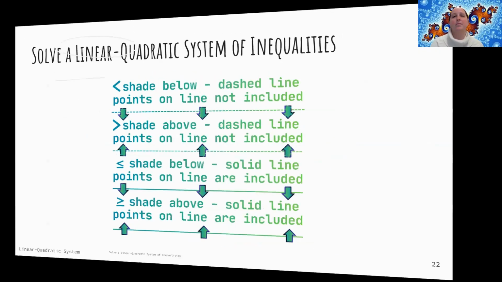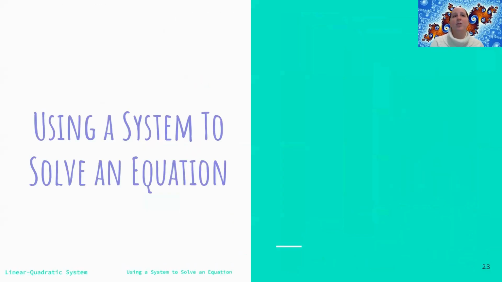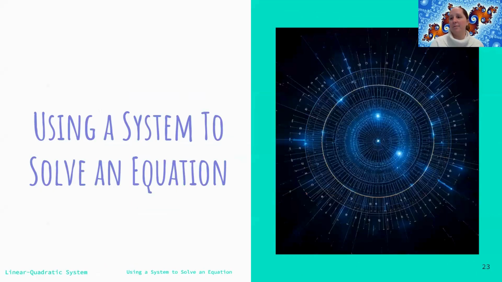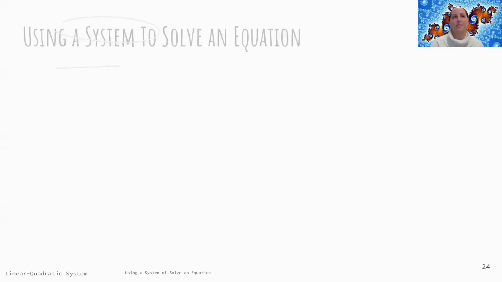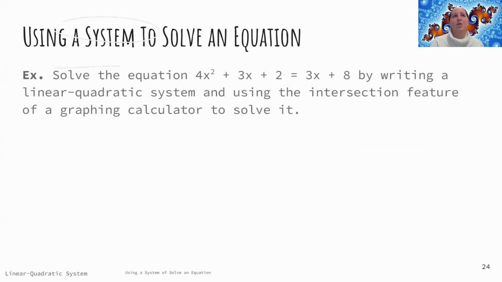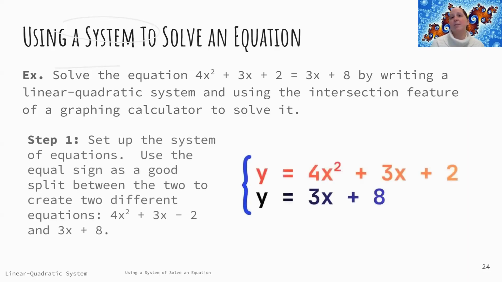Using a system to solve an equation. Solve the equation 4x squared plus 3x plus 2 equals 3x plus 8 by writing a linear quadratic system and using the intersection feature of a graphing calculator to solve it. Okay, so step one is I set up my two systems. The equal sign's a great spot to break those systems in half. So I have y equals 4x squared plus 3x plus 2, and y equals 3x plus 8.